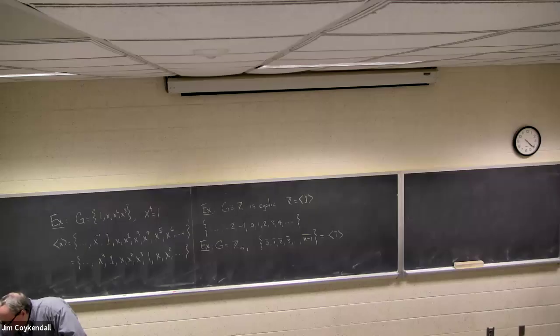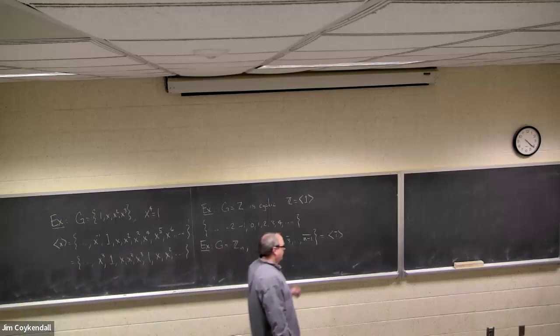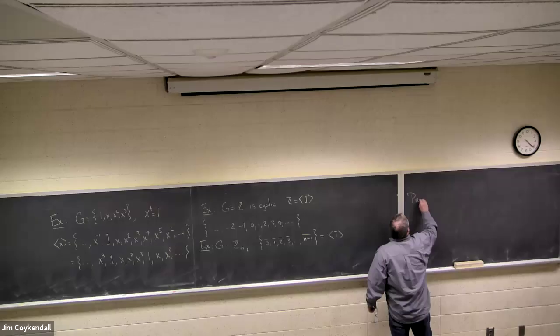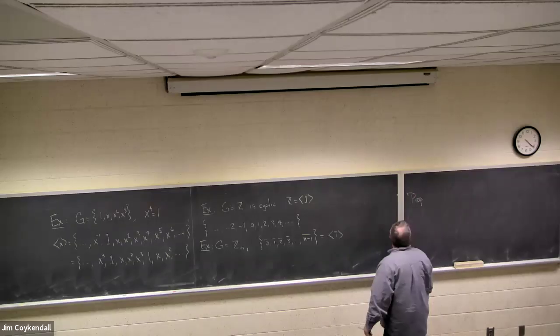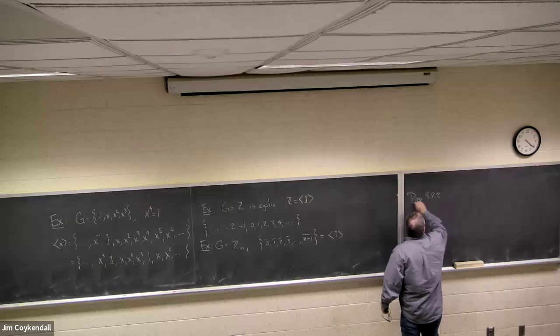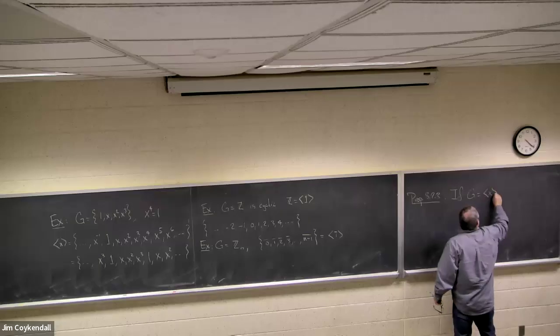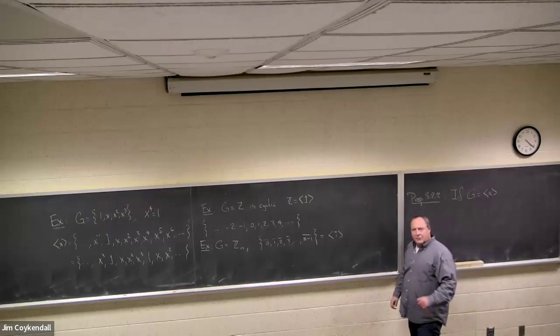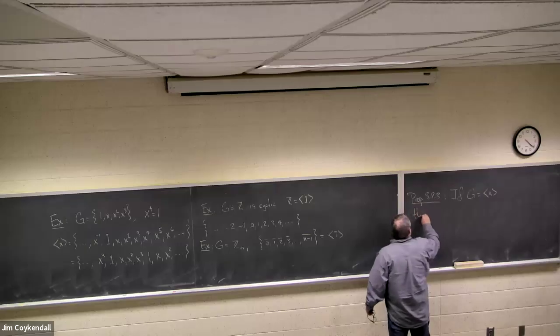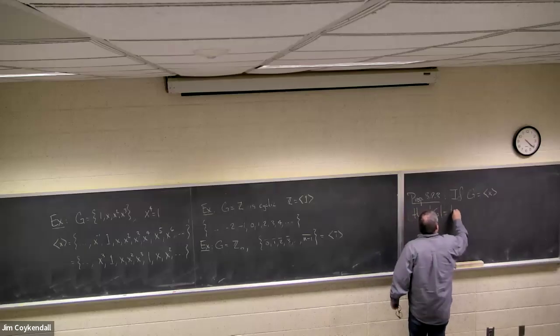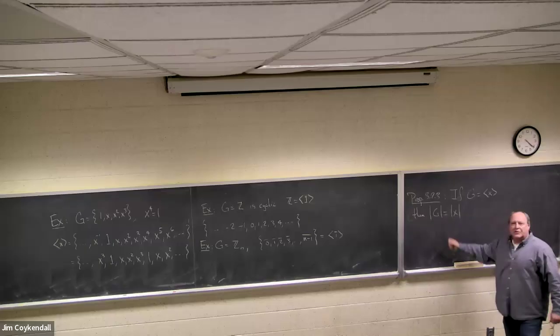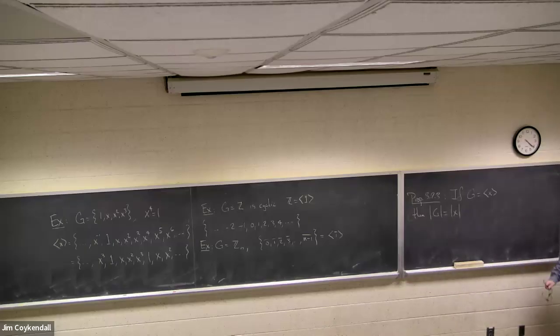Let me start off with the following proposition, Proposition 3.23, I guess. If G is cyclic and generated by x, then the number of elements in the group G is equal to the order of x.